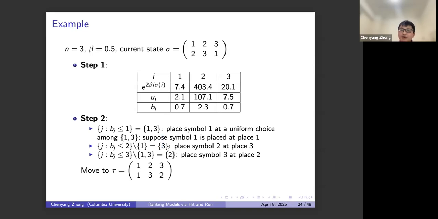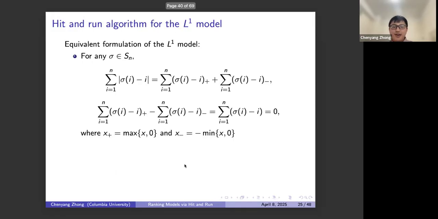So we have to place symbol 2 at place 3, which means that sigma 3 must be equal to 2, which determines this entry. And in the end, it can be checked that the only available location is 2. So we make sigma 2 be equal to 3, which gives this entry. And we can see this determines the entire permutation. And we are going to jump from the earlier permutation to this new permutation. So this is how we do the hit and run algorithm.